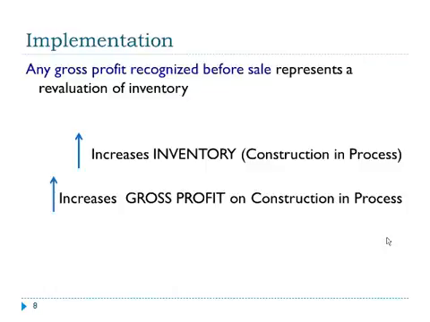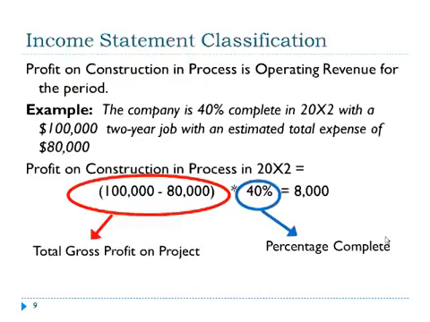The implication here is that any gross profit recognized before sale represents a revaluation of inventory. Thus, when we recognize that gross profit, we increase gross profit and increase owner's equity, that's a credit, and we increase the asset of inventory, here called construction in process. Profit on construction in process is operating revenue for the period.